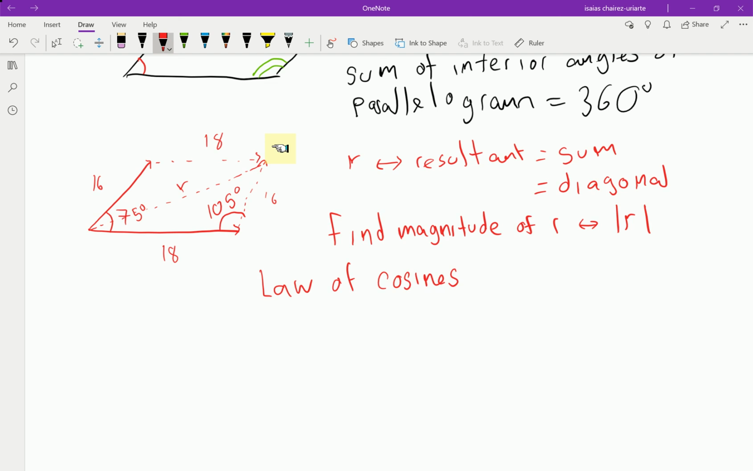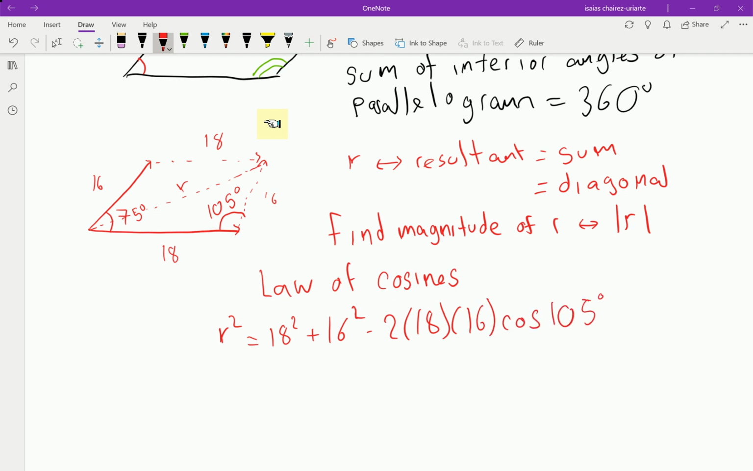And what the law of cosines says is the following, that R squared... So look at this triangle right here. I know this length, I know that length, I know the angle between them. So I should be able to find the side opposite using the law of cosines. So R squared is equal to 18 squared plus 16 squared minus 2 times 18 times 16, that's an ugly 6, cosine of 105 degrees.